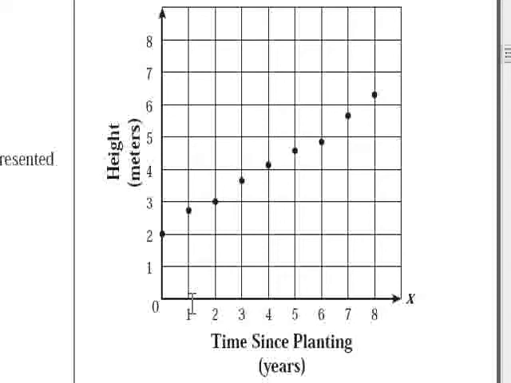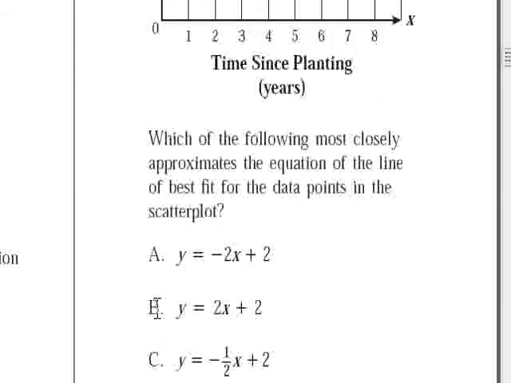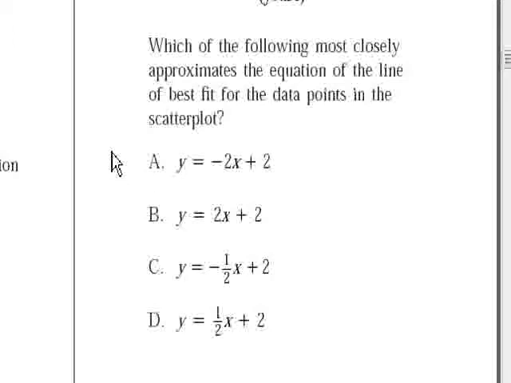So after 1 year, the height was probably about 2.7 meters. After 2 years, the height of the tree was 3 meters, and so on and so forth. You get the idea, right? As years pass, height grows. So the question is, which of the following most closely approximates the equation of a line of best fit for the data points in the scatter plot?